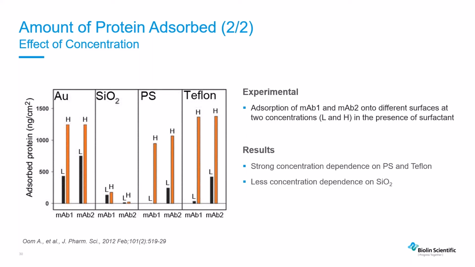For example, antibody 1 on polystyrene or Teflon, if you have the lower concentration, nothing will stick there. And for silicon dioxide, almost nothing will stick with antibody 2 for low and for high concentration. So you really need to optimize the concentration in order to get the least possible fouling in that sense.